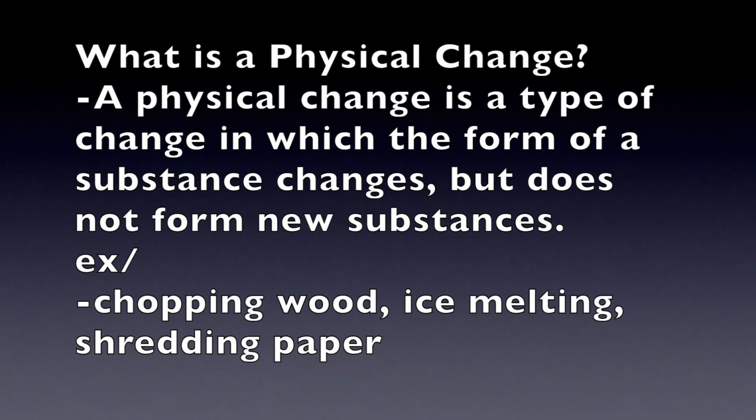What is a physical change? A physical change is a type of change in which the form of a substance changes but does not form new substances. Examples include chopping wood, ice melting, or shredding paper.